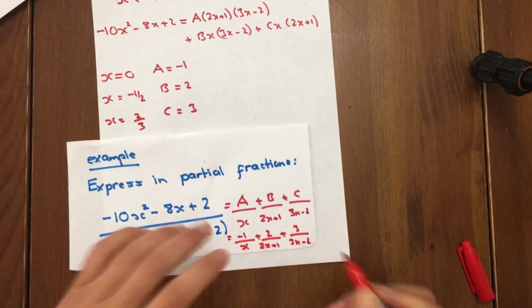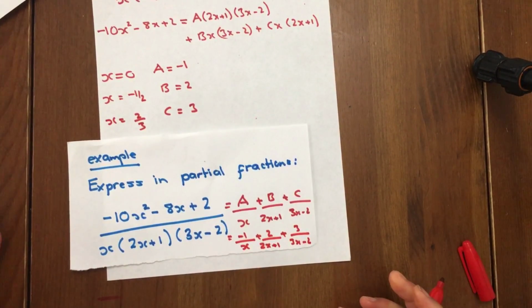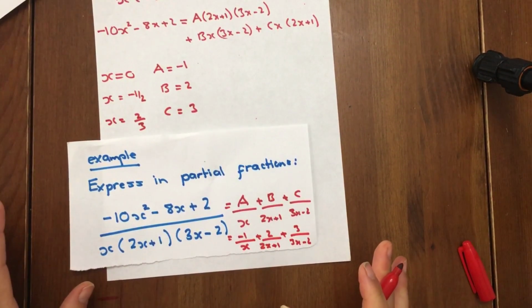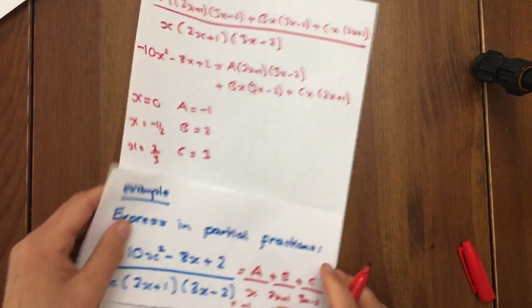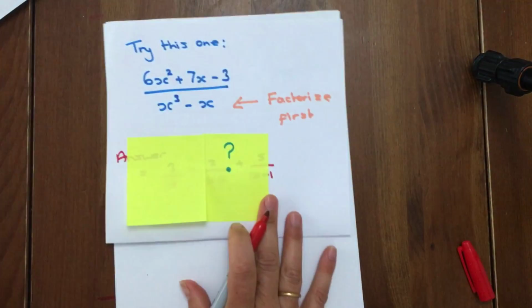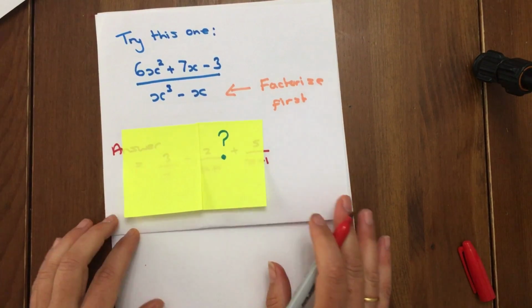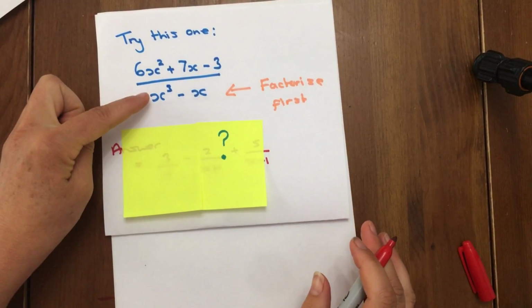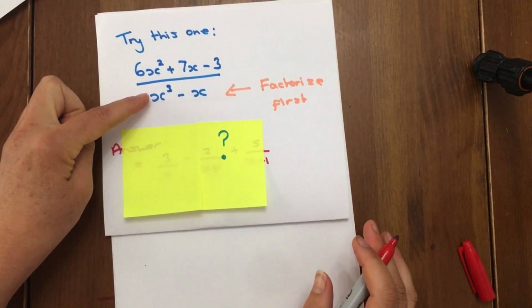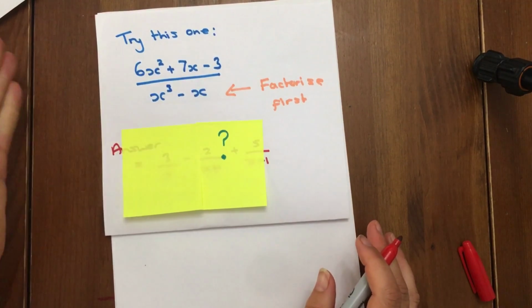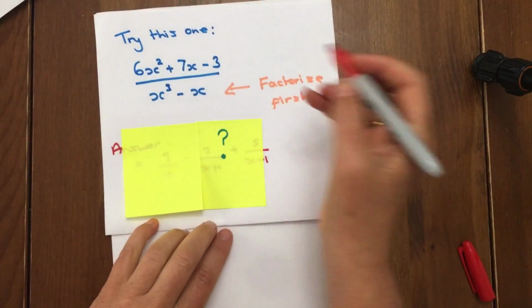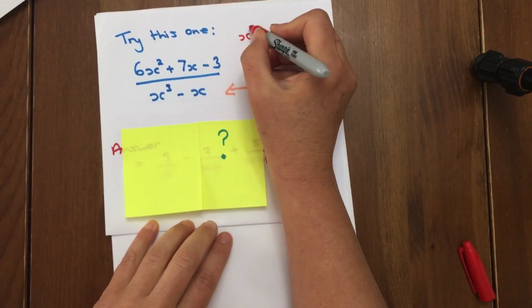Okay, so I'm just going to give you one of those to have a go at doing, and that's the end of my video for today. So this is the one I'd like you to try. So pause the video, have a go at that one. Factorise the denominator first. Okay. If you're struggling to factorise this, I'll just do that for you now.